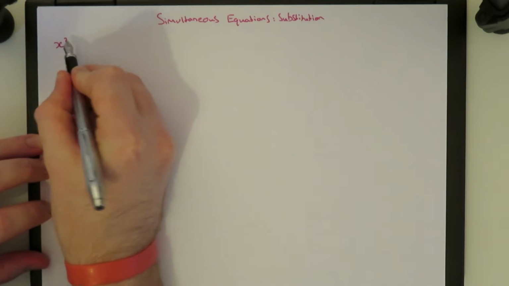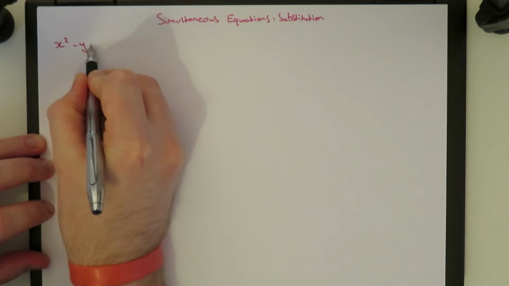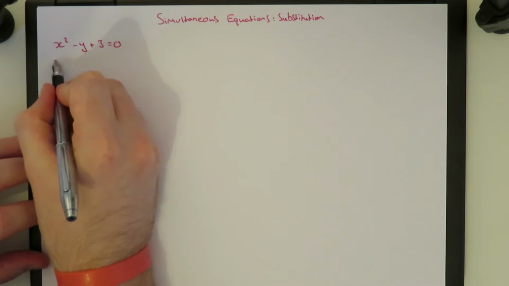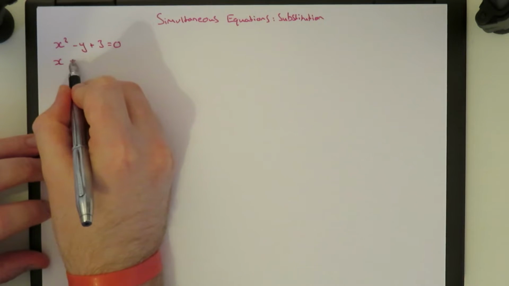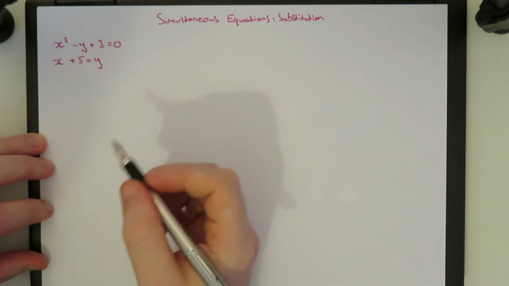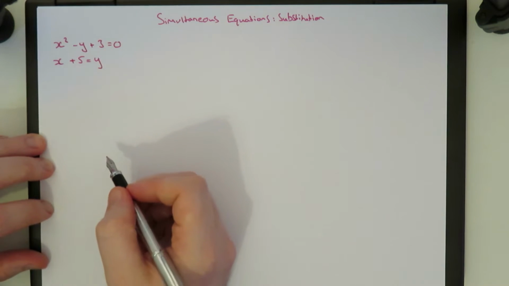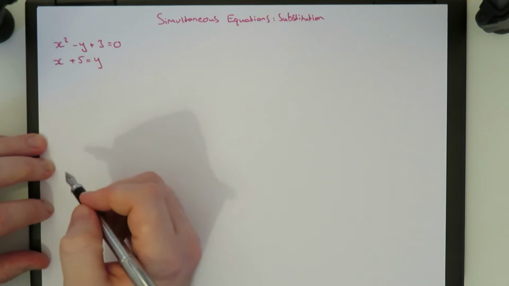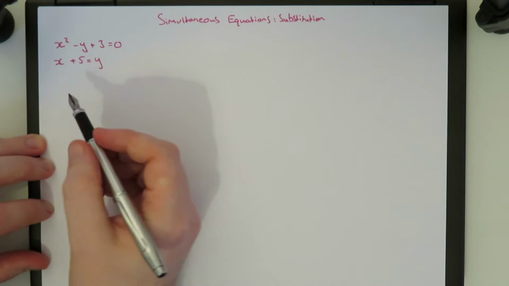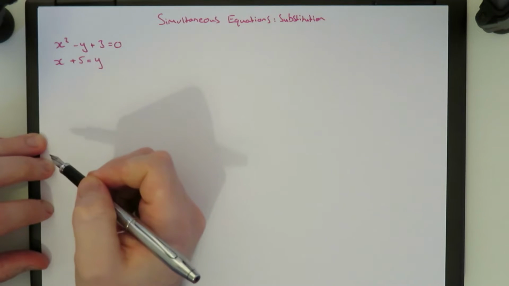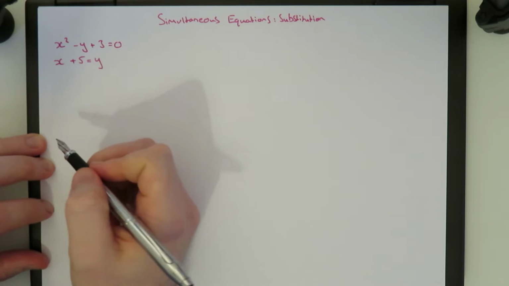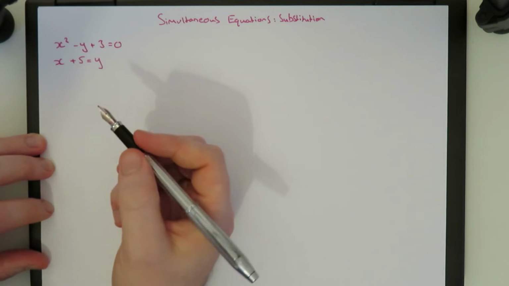So the first example is x squared minus y plus 3 is equal to 0, and x plus 5 equals y. Now I'm going to invite you to pause the video here for a few moments whilst you attempt to solve this question on your own. So I think that will have given you enough time by now to pause the video and try it. So let's work through this example.